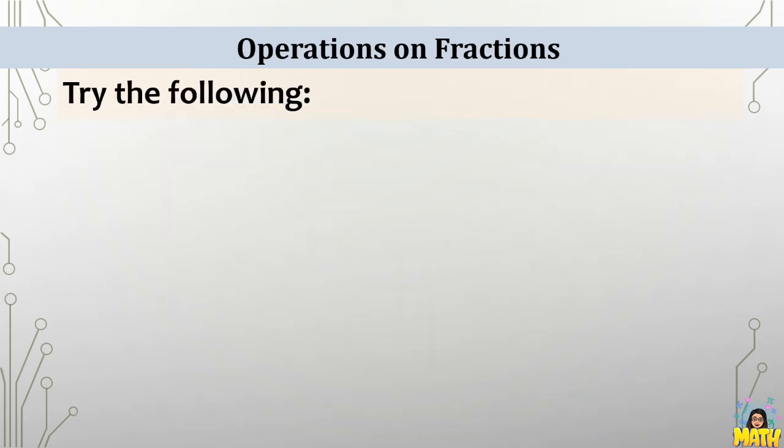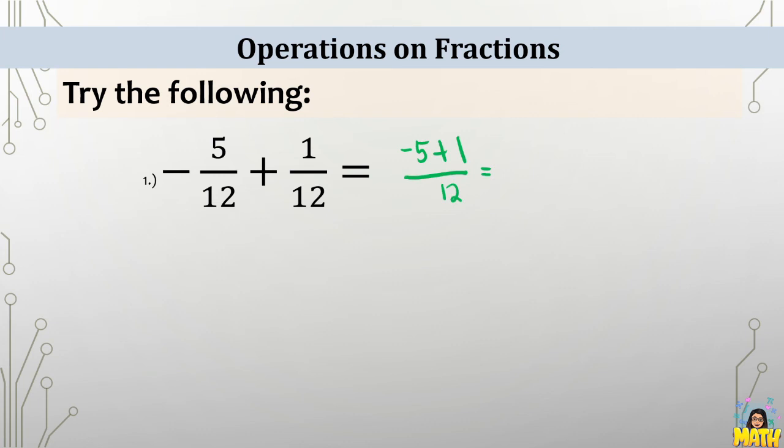So let's summarize the rules in operations on fractions by solving the following. Number 1, negative 5 over 12 plus 1 over 12. Here we have similar fractions wherein we simply add or subtract the numerators and copy the denominator. Negative 5 plus 1 is negative 4. And copy the denominator. Simplify if possible. What number can divide 4 and 12? That's 4. So this will become negative 1/3.